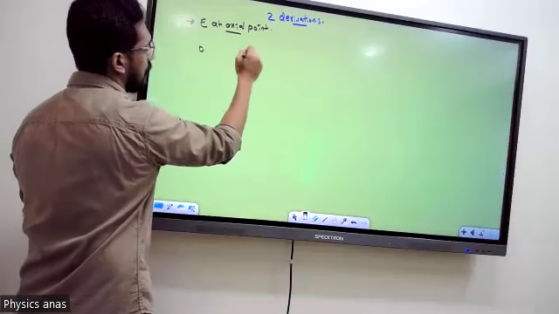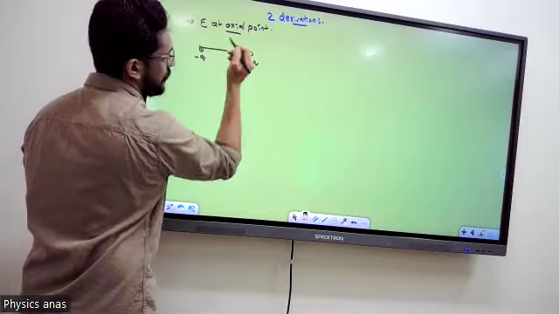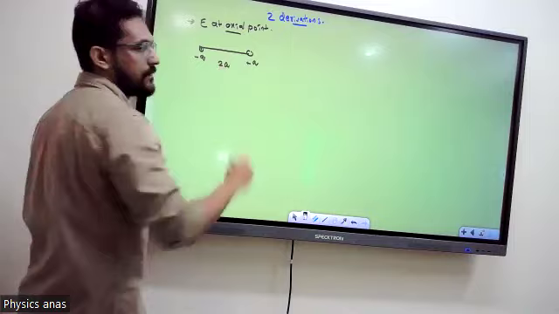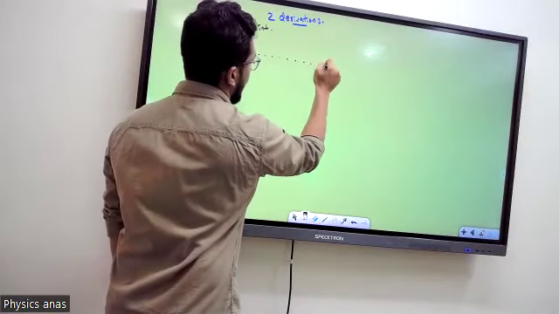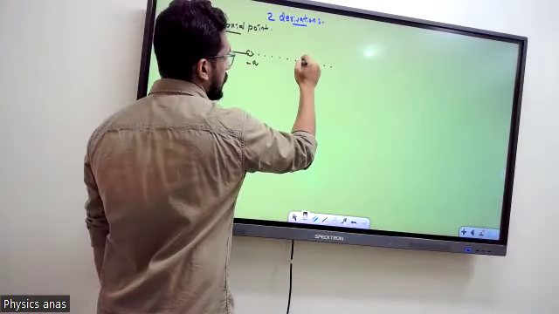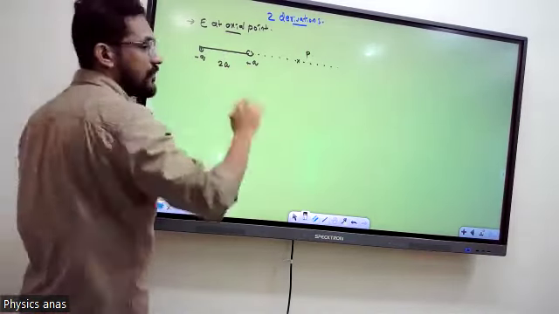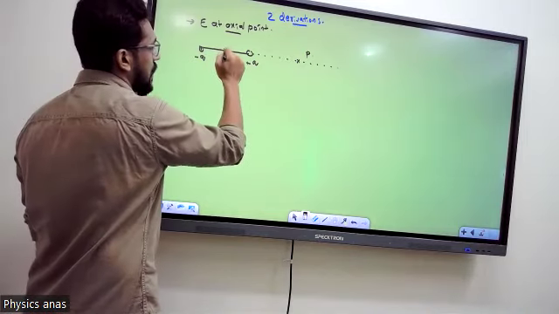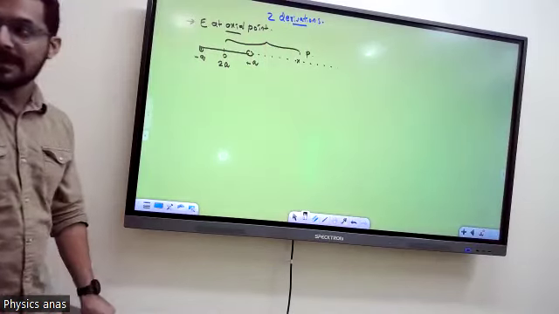Now this is a dipole. This is minus Q and this is plus Q. The distance between the charges of the dipole is taken as 2a for our convenience. And this is the axis. I am taking a point here and that point is P. Every measurement has to be taken from the midpoint of the dipole.